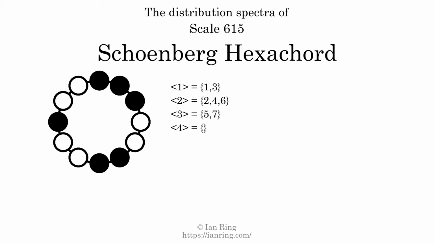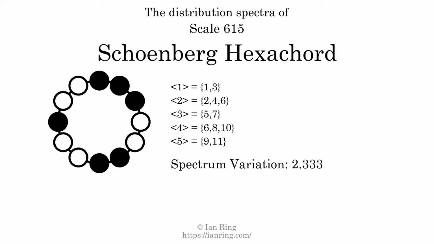The generic interval of 4 scale steps comes in 3 different specific interval sizes: 6 semitones, 8 semitones, and 10 semitones. The spectrum width of this generic interval is 4. And finally, the generic interval of 5 scale steps comes in 2 different specific interval sizes: 9 semitones and 11 semitones. The spectrum width of this generic interval is 2.